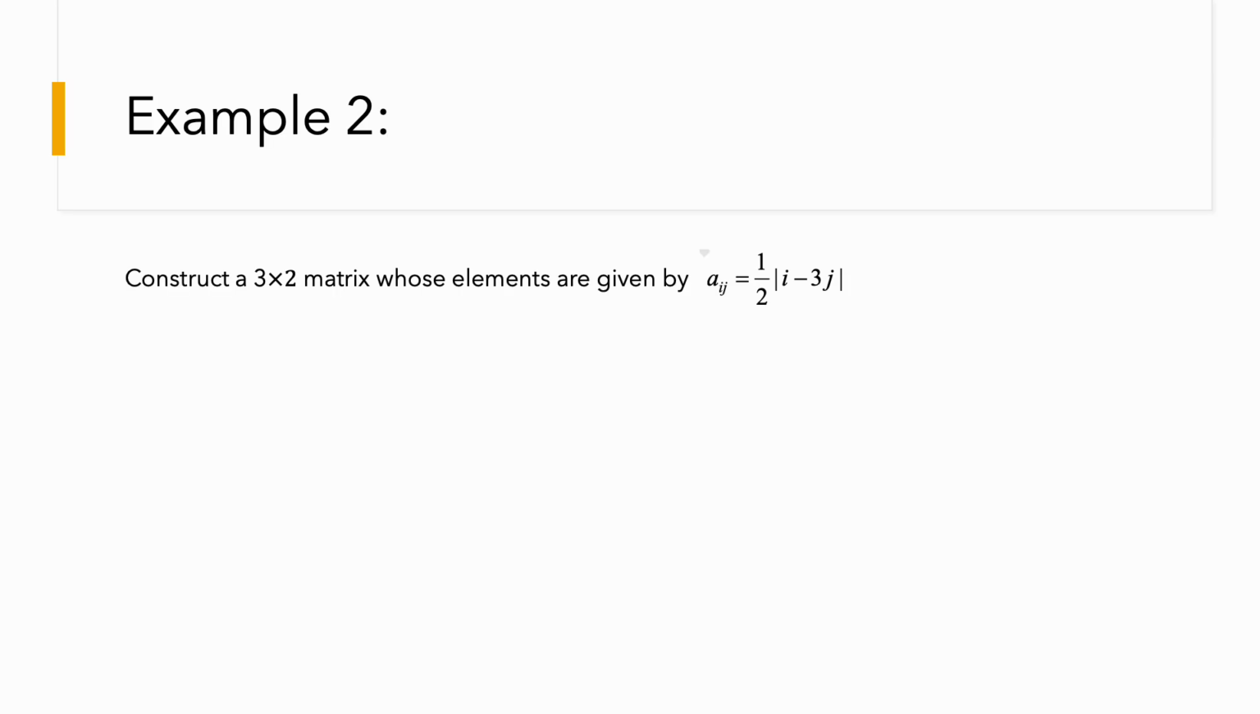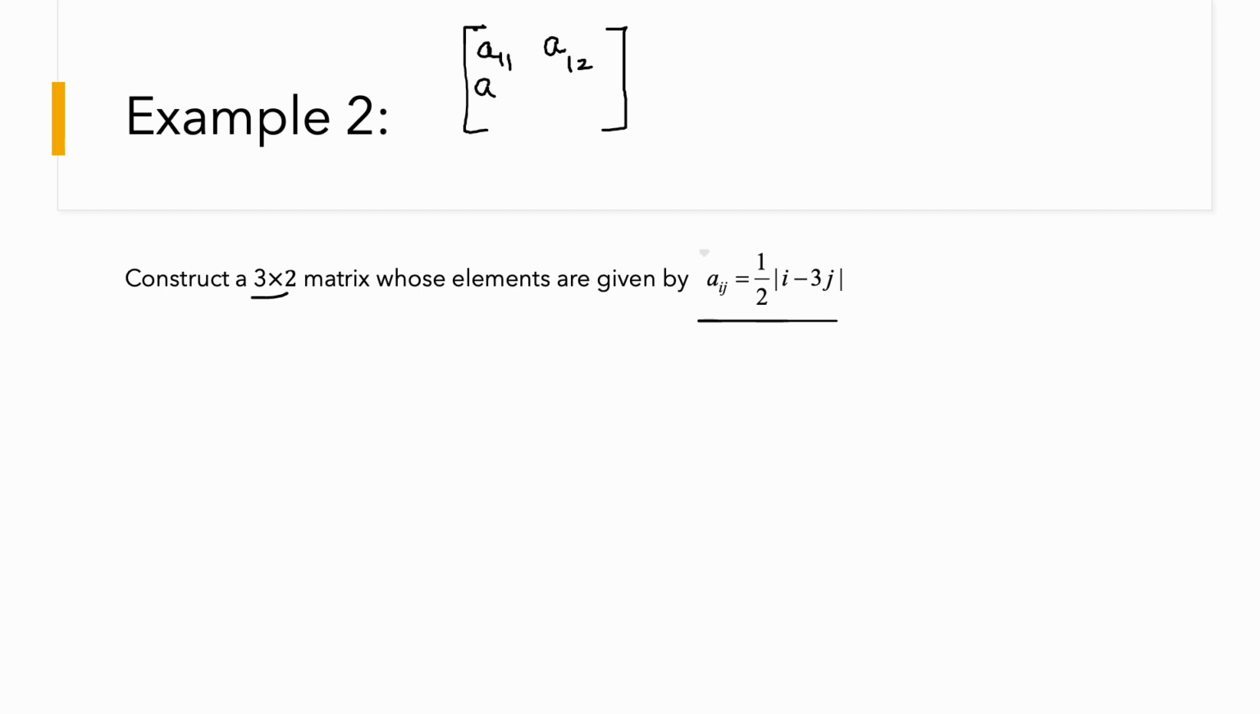Then we have another example. Construct a 3 by 2 matrix whose elements are given by, so they have given you a general formula to write the elements. So if I have to develop a 3 by 2 matrix, I need 3 rows and 2 columns, right? So the first row is going to have a11 element and a12 element. Since there are 2 columns, so a11 and a12, this is going to be row 1.